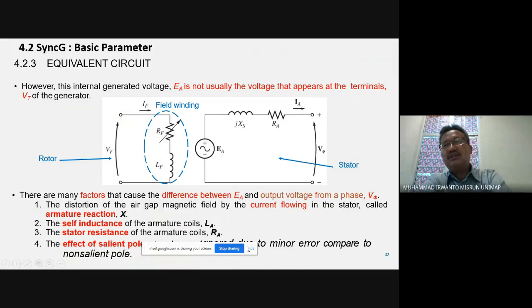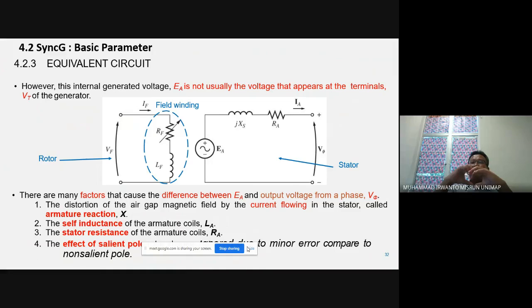Okay, now we want to see the equivalent circuit. Remember, the rotor is constructed by the winding. The winding has a value of inductance, and if you measure it using a multimeter, the winding also has a value of resistance.